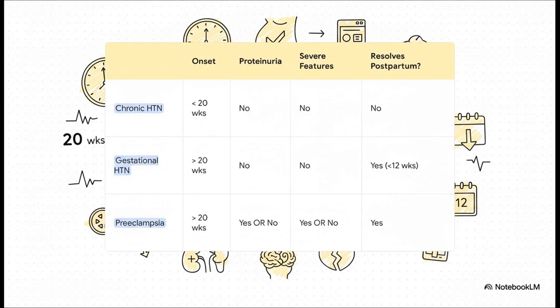Then you have gestational hypertension. This is new high blood pressure after 20 weeks. But, and this is the key difference, there's no proteinuria, no signs of organ damage. It just goes away after delivery. And then there's preeclampsia, which also starts after 20 weeks, but it's the one defined by that end organ dysfunction.